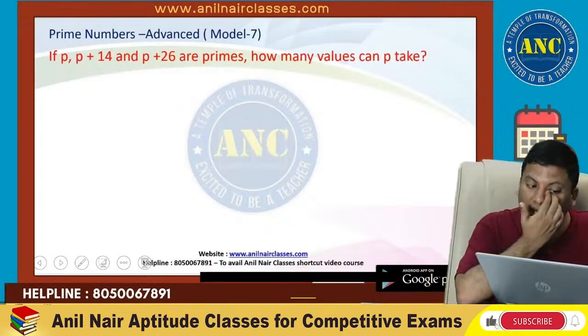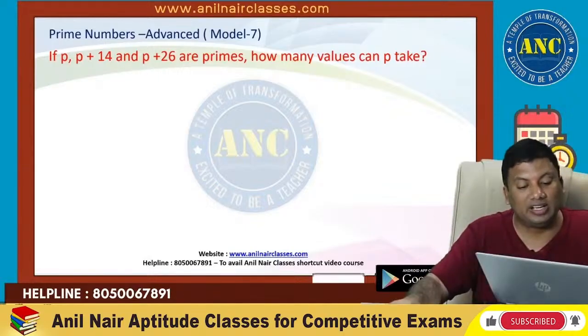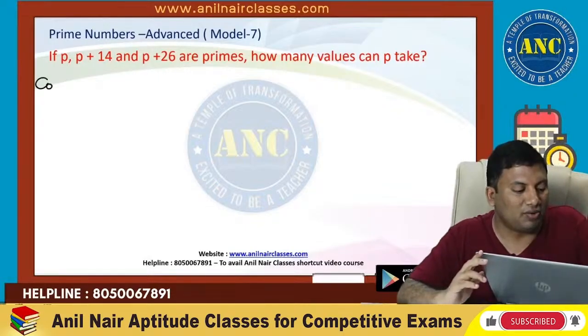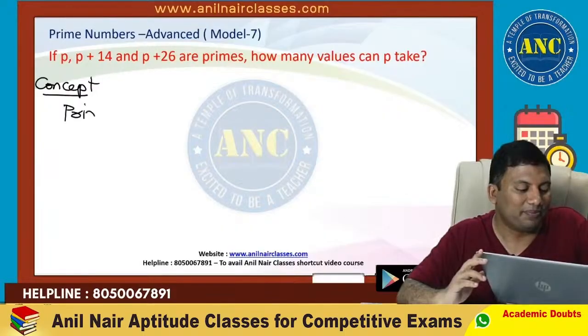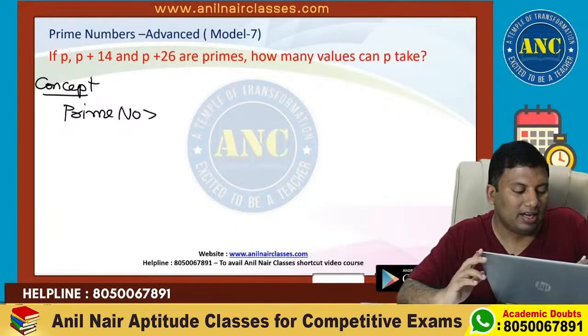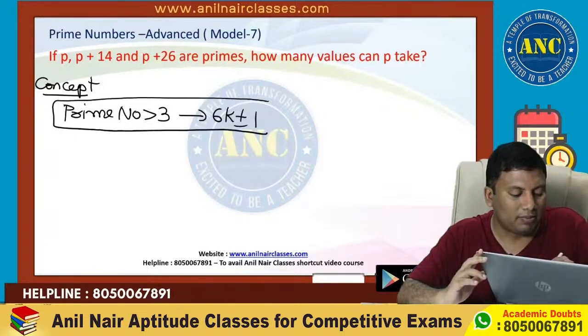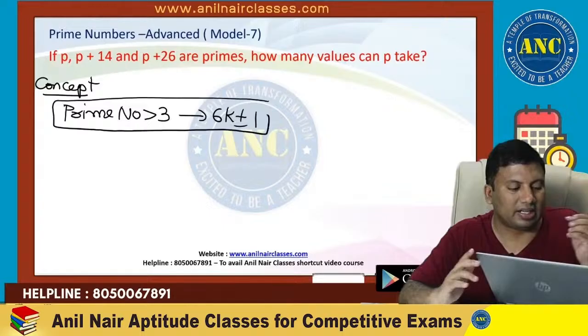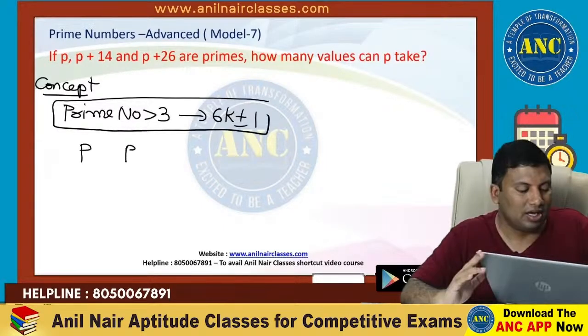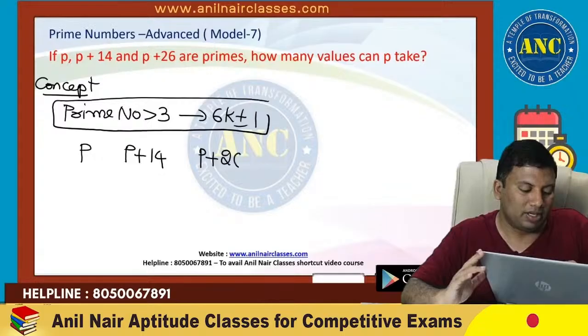Next, P plus 14, P plus 26 are prime numbers. What is the concept that we are using? Any prime number greater than 3, it is of the form 6k plus or minus 1. Numbers are P plus 14 and P plus 26.